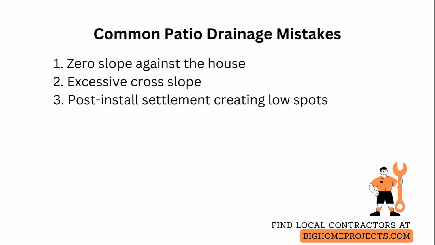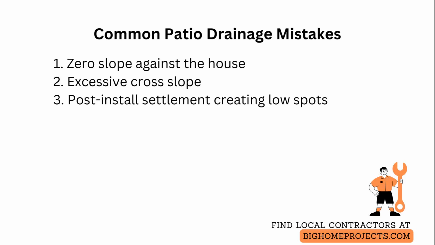Common mistakes are putting zero slope against the house, which causes water to pond and enter the foundation. Correct this by regrading the first 2 feet away from the wall to meet the 1/8 inch per foot minimum and add a drain if space is limited.